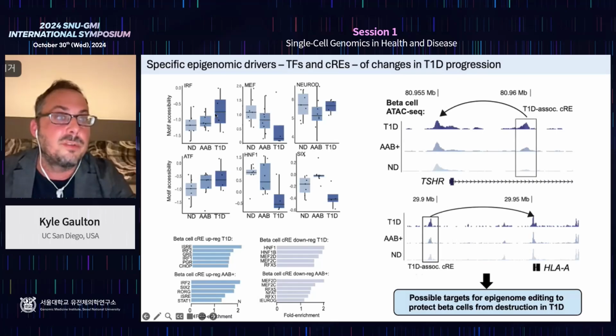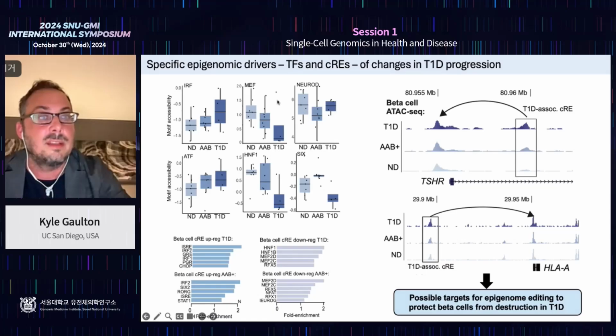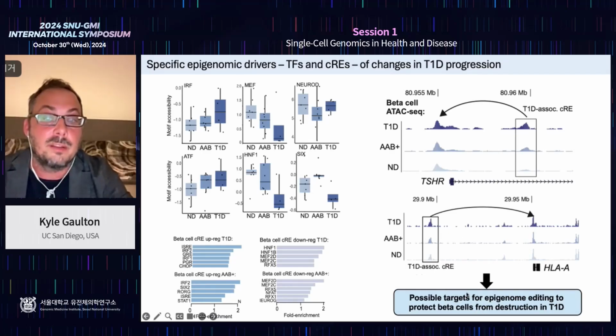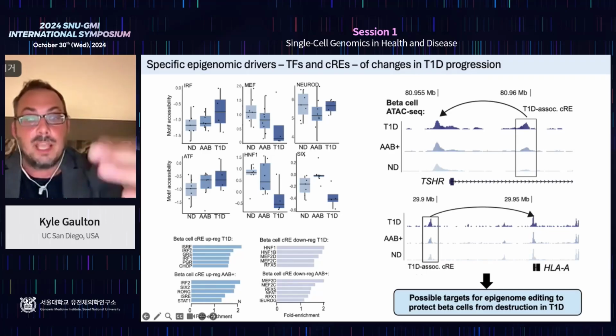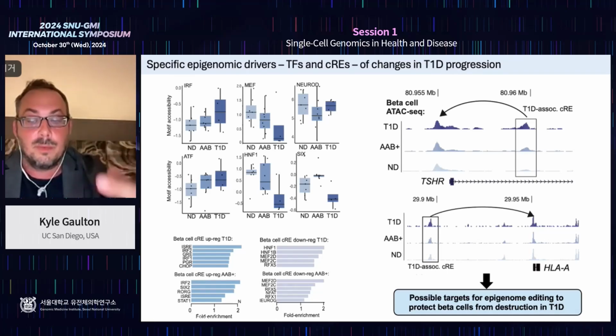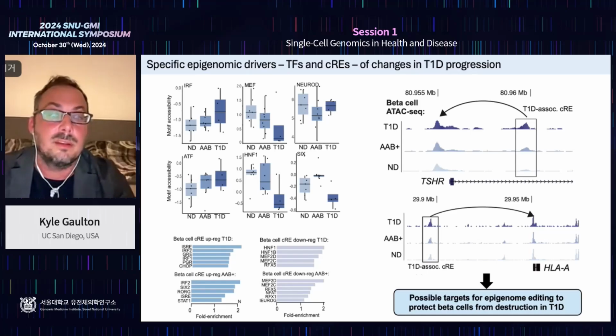So certain transcription factors have intermediate activity in the pre-disease state, whereas others have changes only in the autoantibody state compared to type 1 diabetes at the motif level, and then also at individual cis-regulatory elements, many of which are predicted to regulate genes that have changes in expression. And these elements in particular are quite interesting to us because they may be targets for epigenome editing to potentially protect cells from destruction in type 1 diabetes to, in these cases, dampen or silence the activity of these sites to reduce the expression of these genes to mirror what the activity of these sites is like in the non-disease state.